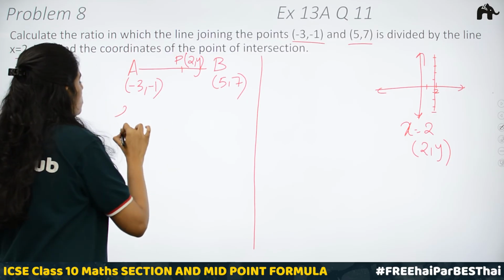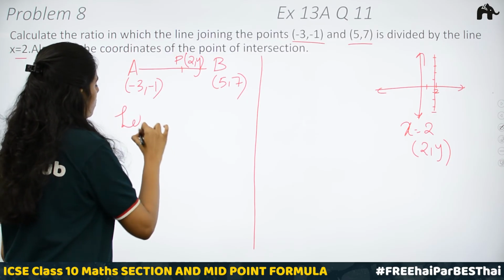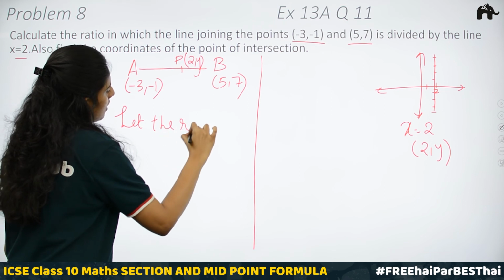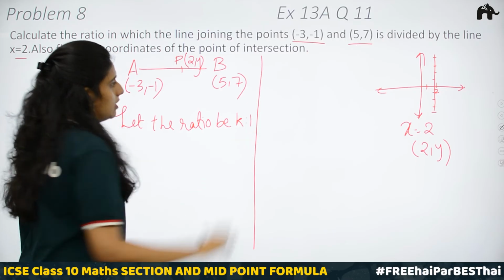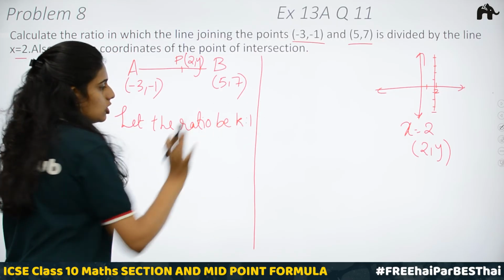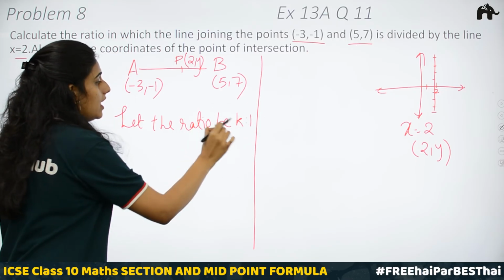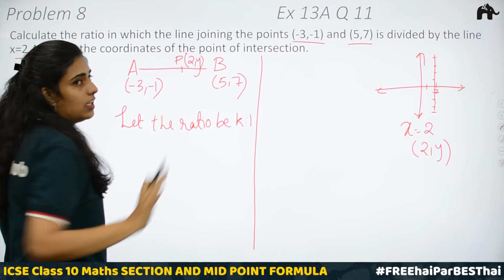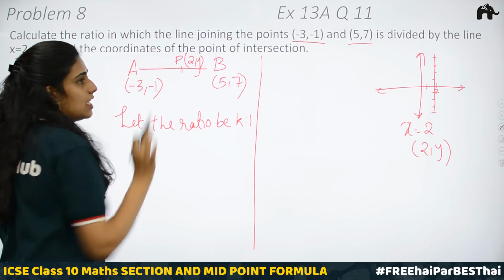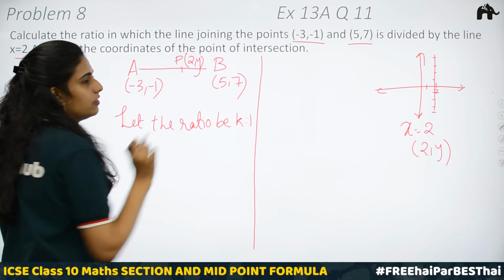Let us take the ratio k is to 1. Let the ratio be k is to 1. Now we got the ratio. We need to find the ratio by finding the value of k. Here, does the x coordinate or the y coordinate using the section formula help us to find the value of k?